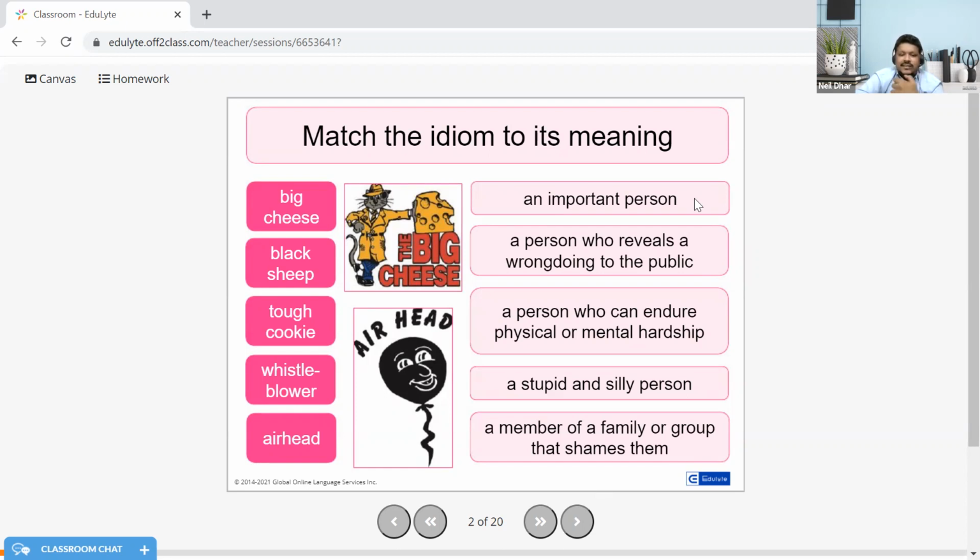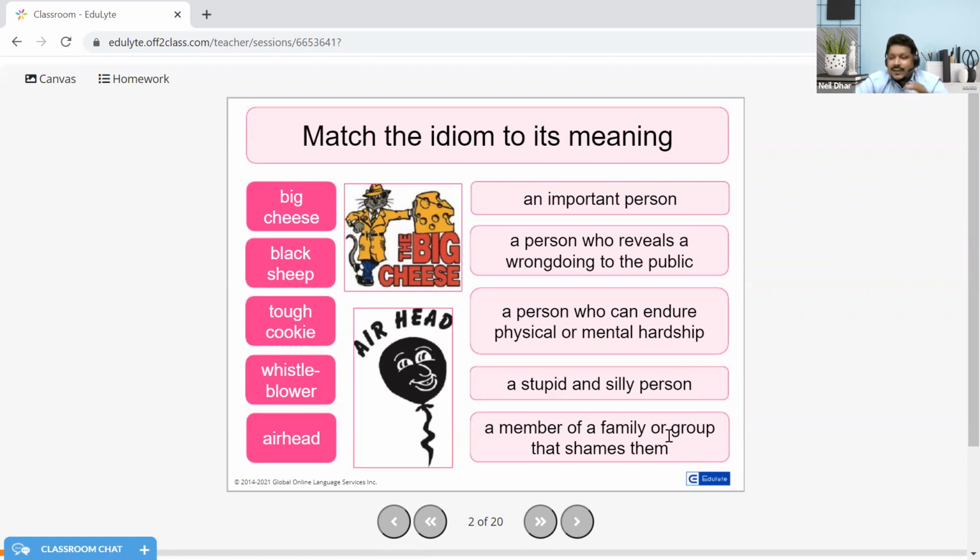Next, black sheep. Now, black sheep would mean a member of a family or a group that shames them. To describe what black sheep would mean, in certain ways it's derogatory, but we're not going into that. We're trying to understand the meaning of it. If you are part of your family and you are a little different from your family, your ideology is different from your family or your group, some people might call you a black sheep. Once again, it is a derogatory term.